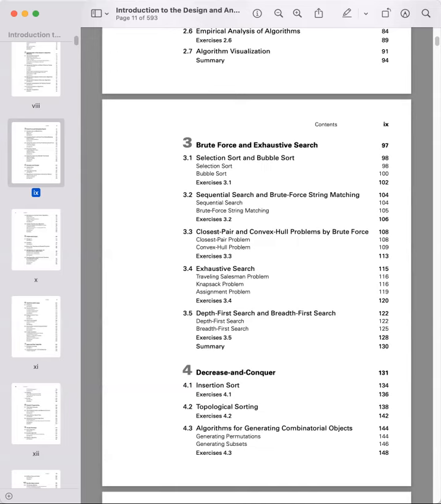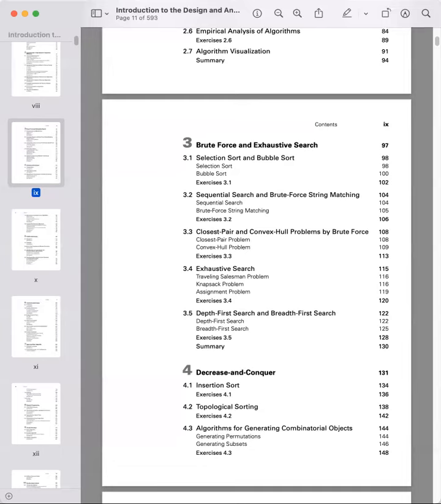Either the convex hull or the closest pair problem, done either by brute force or by divide and conquer, or both. Either ask you to write the algorithm, solve a problem using the algorithm, write the pseudocode, or just write a generic description, one of those kinds of things, okay?